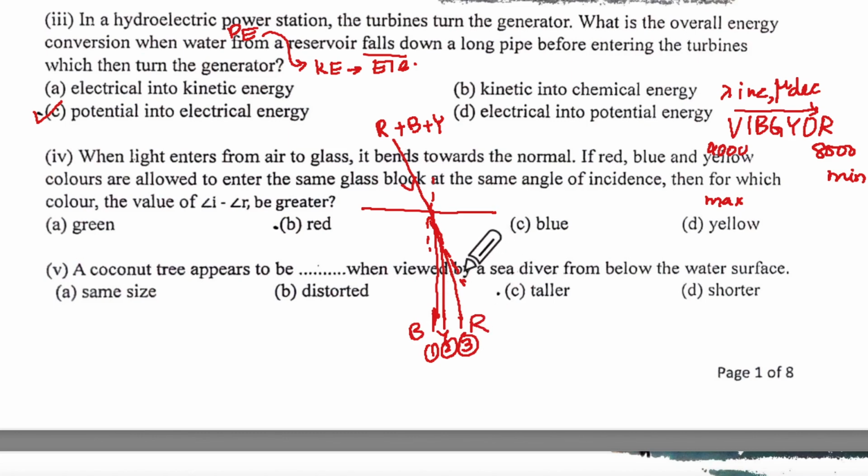Now they are saying I minus R, this is I, and this is R. So this is the bending. Angle I minus angle R means how much it is bent, correct? That means it is your deviation. Understanding? So for red it will be the least, and for blue it will be the most. They are saying for which one it will be greater?